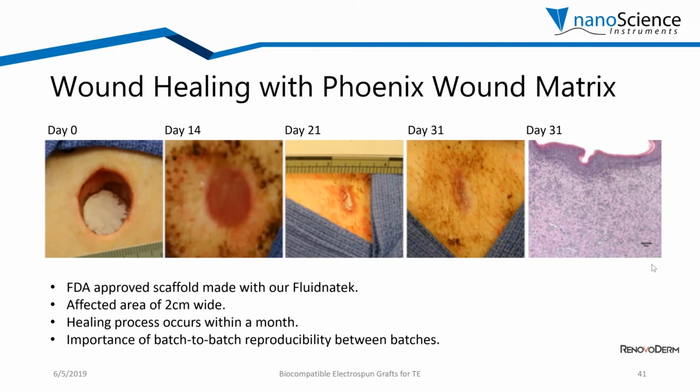This is another example of how the Phoenix Wound Matrix is used for tissue engineering. A wound measuring about 2 centimeters in diameter, depicted at day 0, was covered with the Phoenix Wound Matrix and bandaged. You can see that over time the affected area slowly heals. At day 31, the wound is completely healed. Normal tissue has grown, and the inflammatory response has receded. Using our Fluidnatek technology, we can assure batch-to-batch reproducible scaffold formation for your application needs. This will allow similar microstructure and sample uniformity that will allow a normal healing process and consistent results with success.